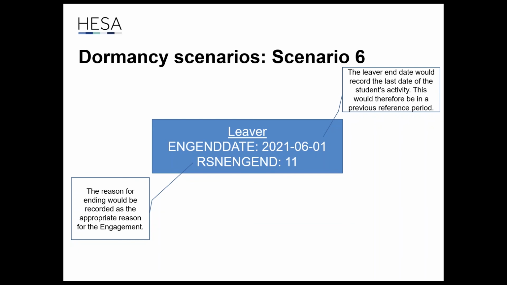This is also the point that they would return any qualifications if the student was awarded an exit award at that point. So if the student's reported as dormant in one reference period and subsequently tells the provider that they're not returning, we don't need a new student course session for those, we just get a leaver entity.